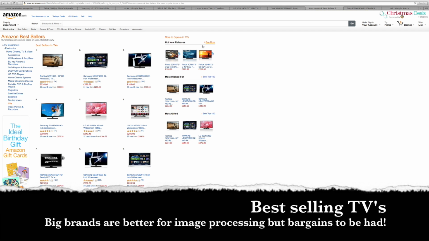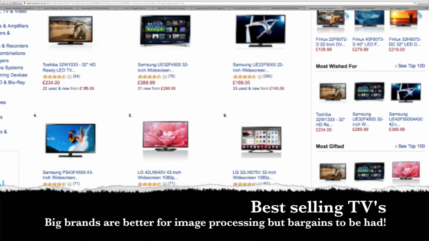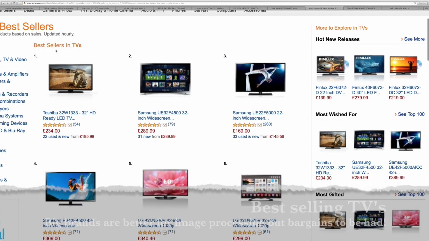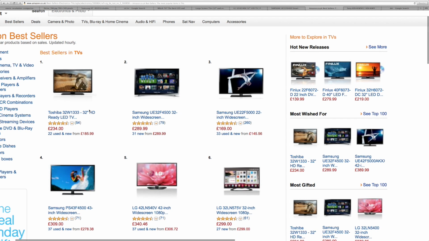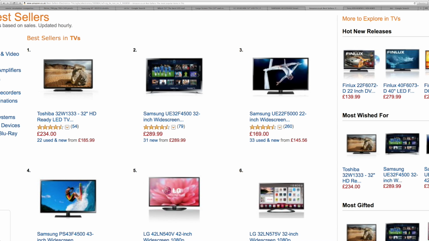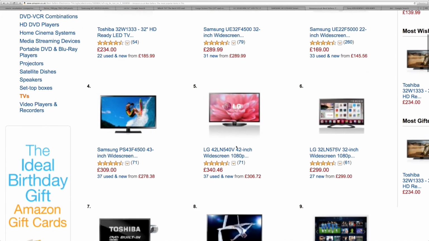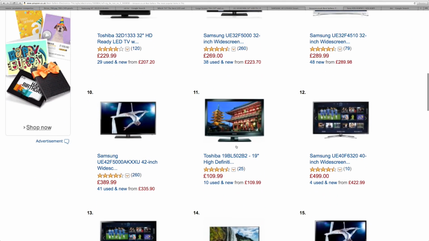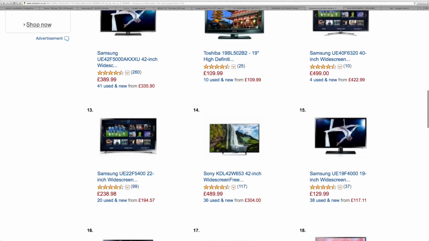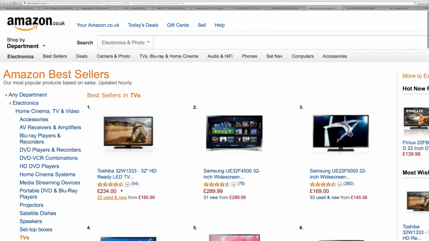Let's have a look here at Amazon, the best-selling TVs, and now that we have an idea of price, let's try and figure out why some of these are selling so well, okay? So the number one top seller on Amazon is this Toshiba, okay? Look at that price, that's great, £234 for a 32-inch LED. Now most of these will be LEDs, okay? You'll see very few plasmas now because most people are buying LEDs, so if they're outselling plasmas by 5 to 1 or so, most of this list is going to be LED.